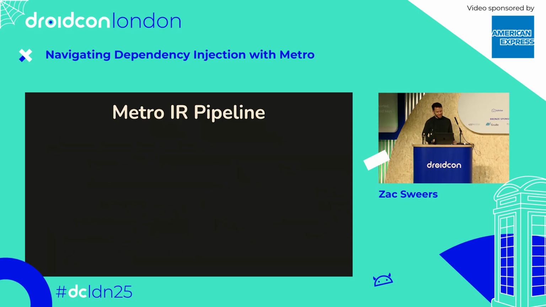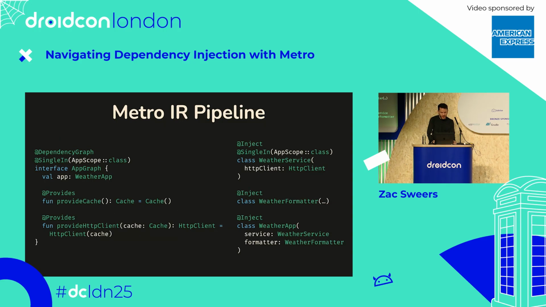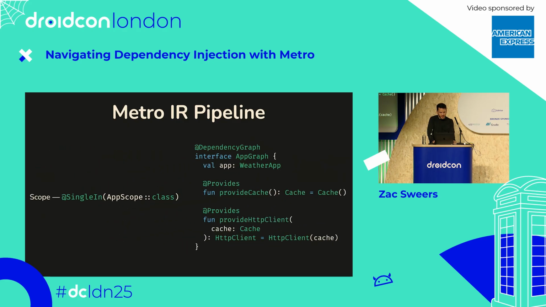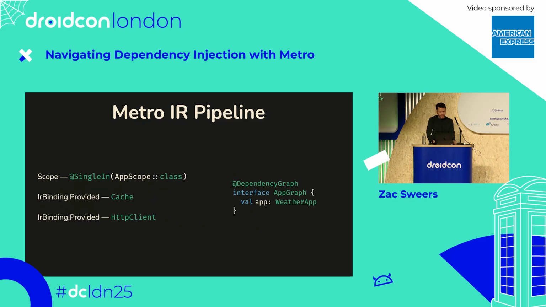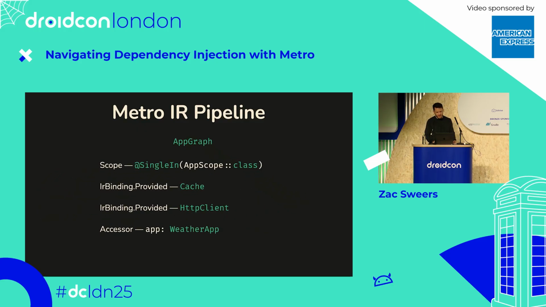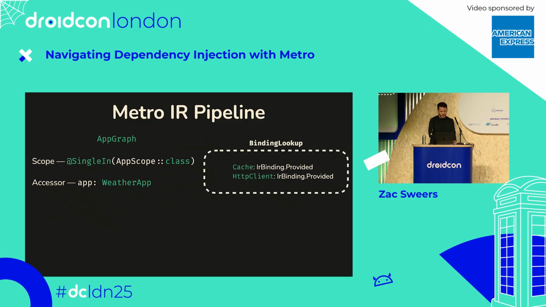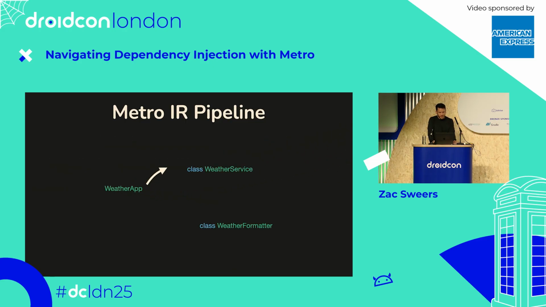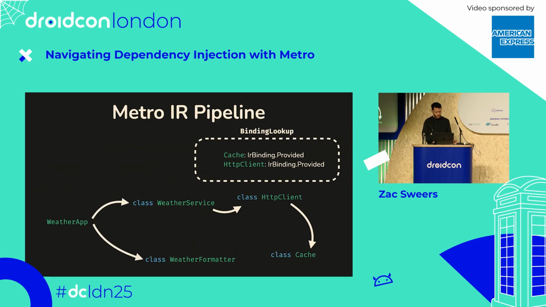All right, so let's go back to our weather app here and see how they're modeled in IR. First, we're going to peel off metadata from the graph, things like the scope, any bindings, accessors, etc. Then we're going to end up plugging this into a binding lookup so we can go find them. Then we start walking from roots. I'm really breezing through here.